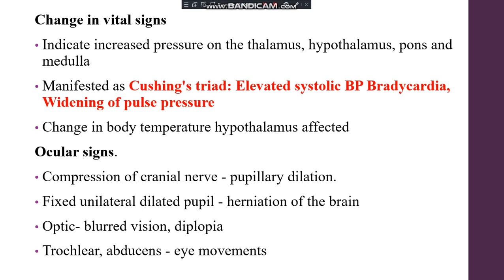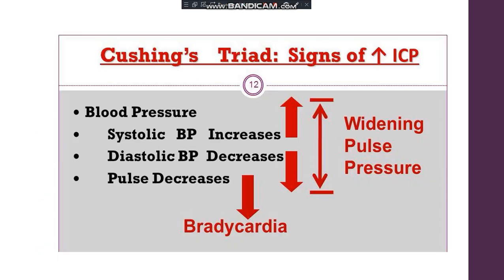Then some of the ocular signs, like compression of a cranial nerve, that is, pupillary dilation will occur. A fixed unilateral dilated pupil may occur, that is due to herniation of the brain. Then optic changes, regarding the vision: blurred vision may occur. Diplopia may occur. Trochlear and abducens, these are all cranial nerves we have already studied. So when these nerves are getting affected, the eye movements will be altered. So these are all the ocular signs that may happen while the ICP is increasing. Cushing's triad, we have seen this.